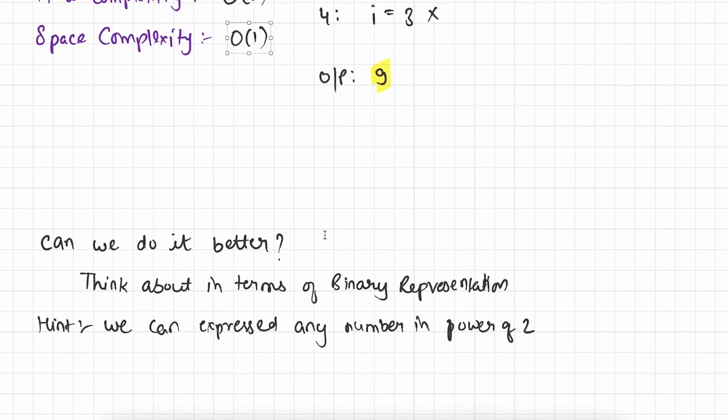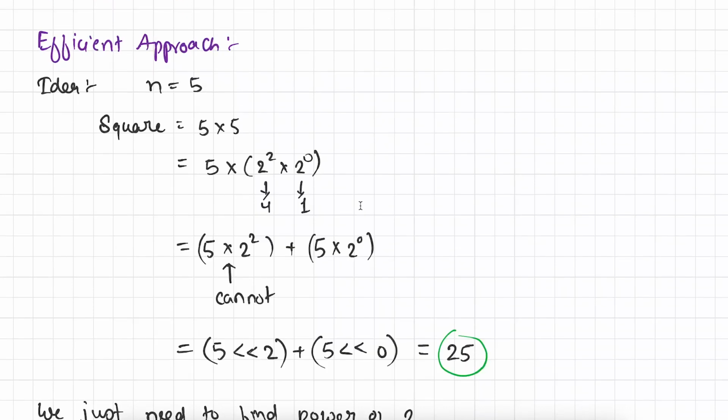But can we do it better? Yes, obviously. Think about it in terms of the binary representation of a number. Let me give you a hint. Just like the previous problem, we are going to use the same approach in this problem also. It means think about a binary representation, and in binary representation we can express any number in powers of 2. Think about it. So let's talk about the efficient approach.